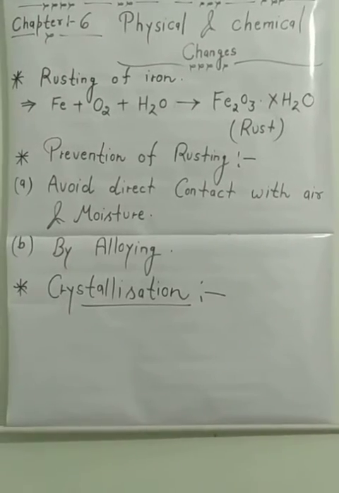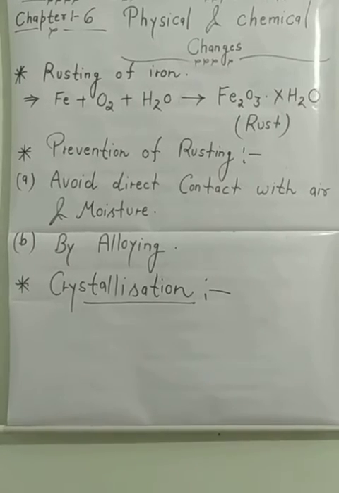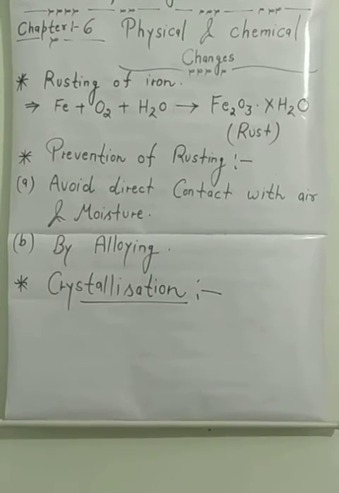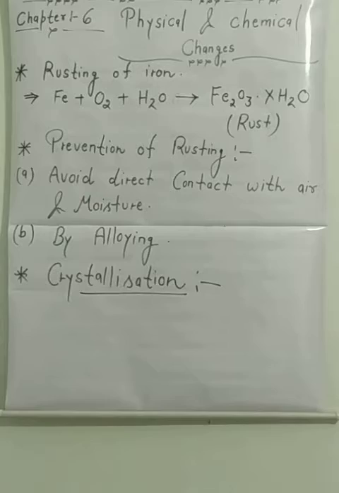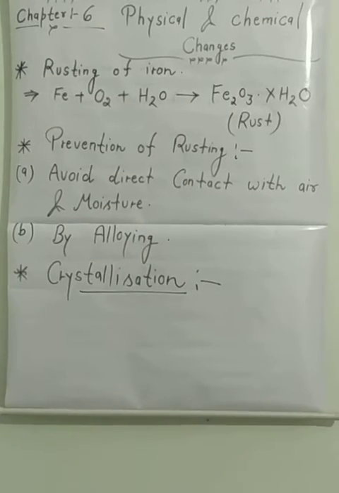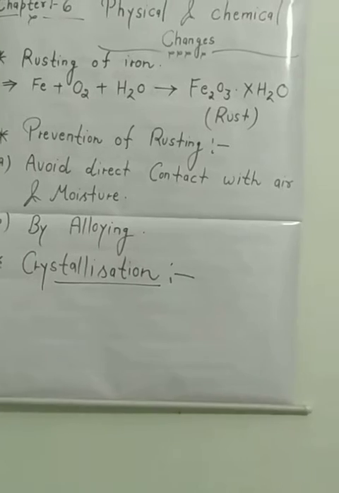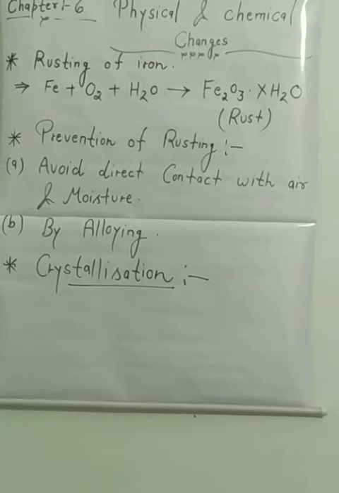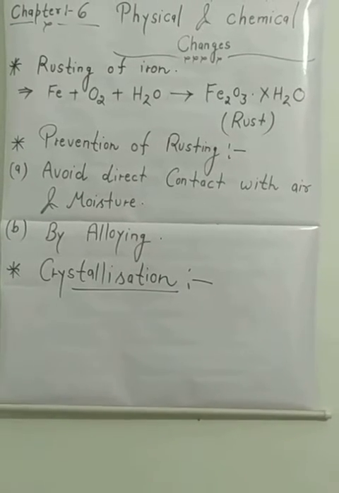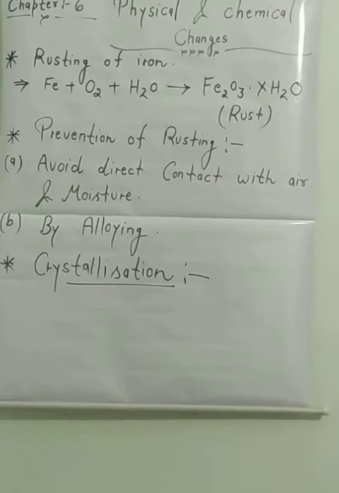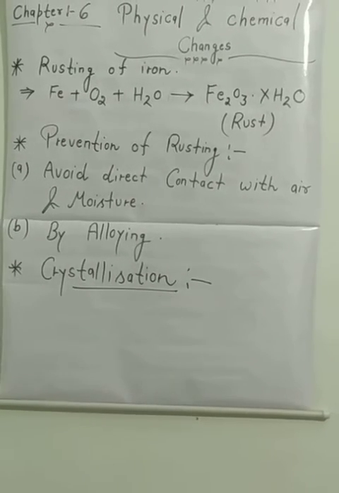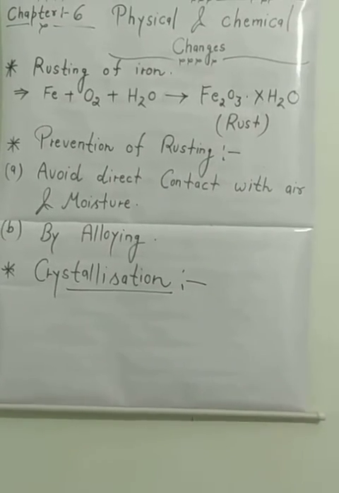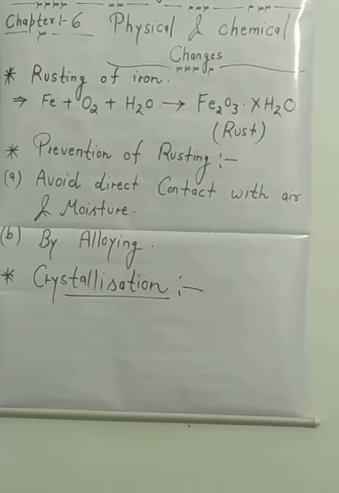Now, one question will arise in your mind: ma'am, is there any method for the prevention of rusting? Definitely there is a method, and the first method is to avoid direct contact with air and moisture. When iron does not come directly in contact with air and moisture, then it will not get rusted. And how will it be possible? It can be done by applying grease and oil. Greasing, oiling, painting, oil paints, all will be helpful for the prevention of rusting.